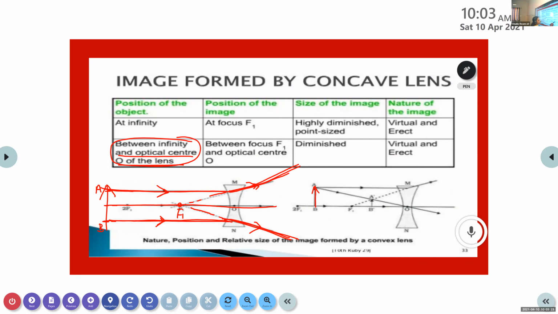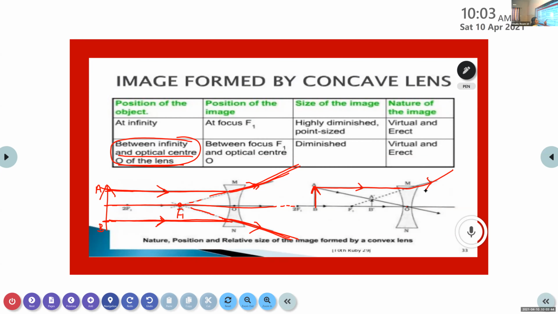Anywhere between here, this is our optic center and this is our infinity. Between infinity and optic center, we are placing the object here and representing it with the help of AB. Then the ray of light that is coming parallel to the principal axis, after the refraction, what happens? The same rule: it diverges away from the principal focus.